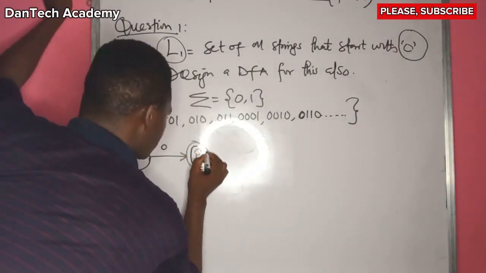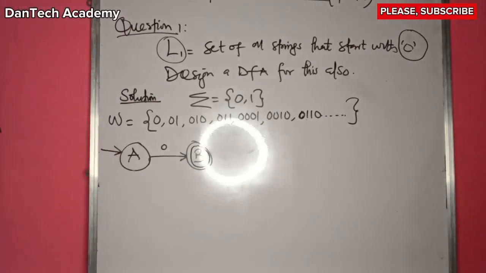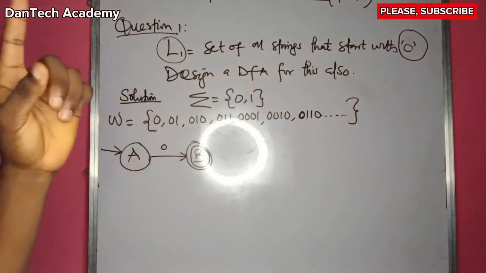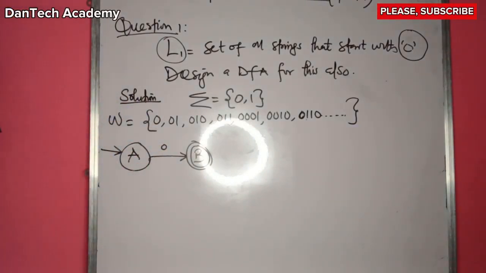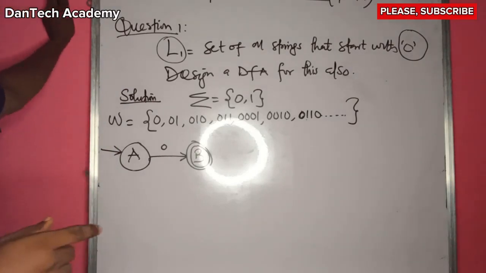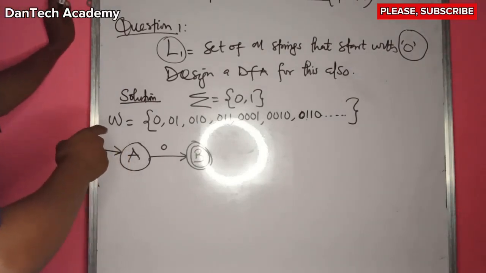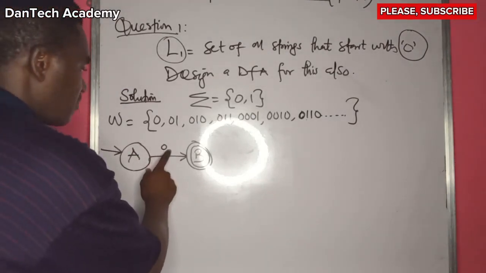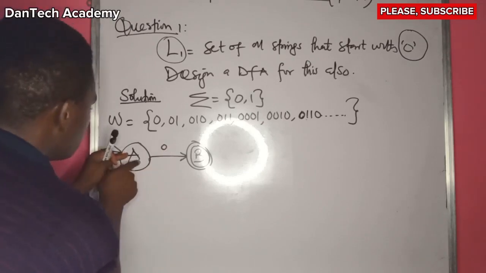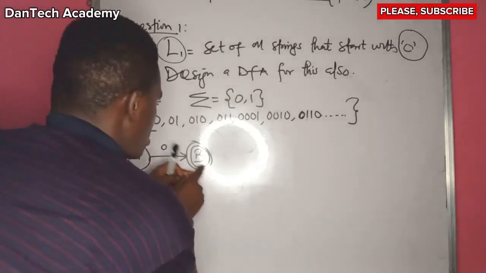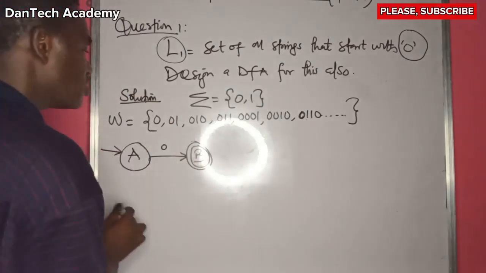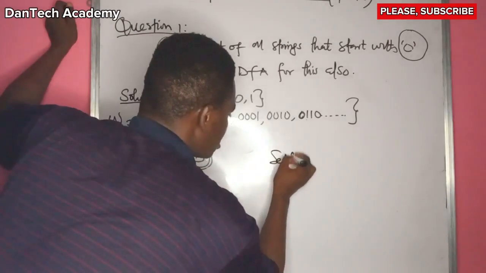Reason because I've been able to fulfill their instruction that says set of strings that start with 0. Set of strings that start with 0. Now, one string as we have 0, set of strings that start with 0. This has moved in here. We have moved in into A, we move to B. Now, what you need to do is to ask yourself about what we call a self loop.